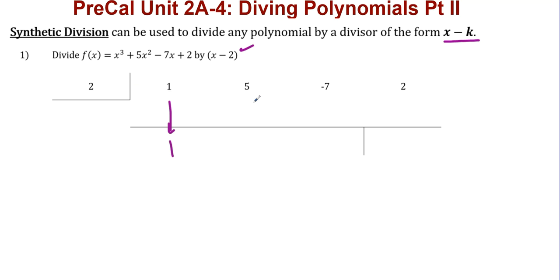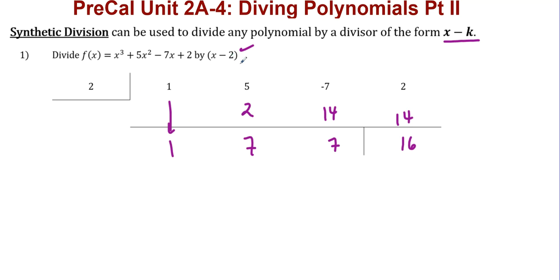Then we do 2 times 1 is 2, and we add. That gives me a 7. Then I do 2 times 7 is 14. Put that right here, and I add. I get another 7. Then I do 2 times this 7, which gives me 14. I add, and I get 16. And I'm running out of numbers.